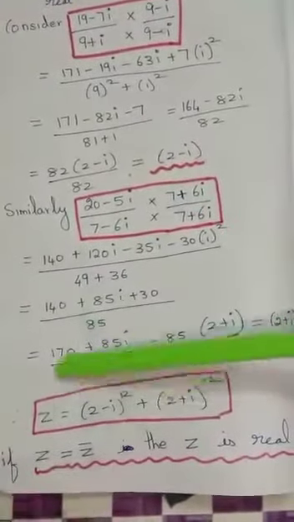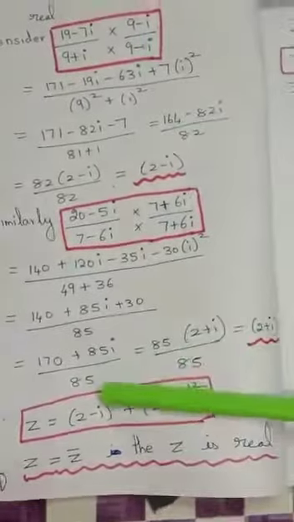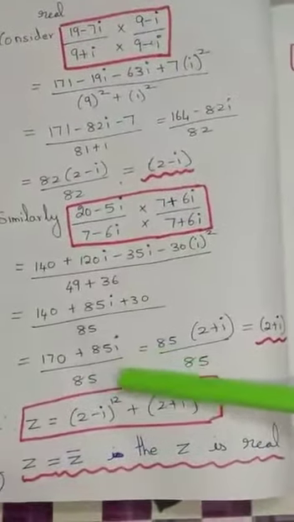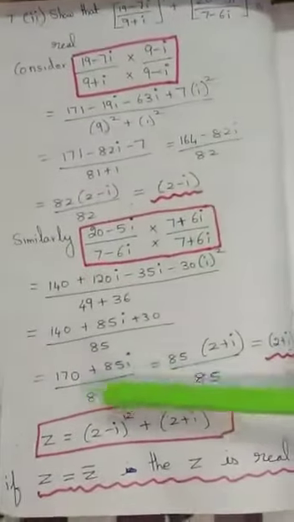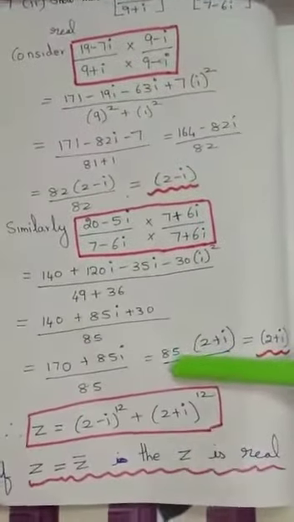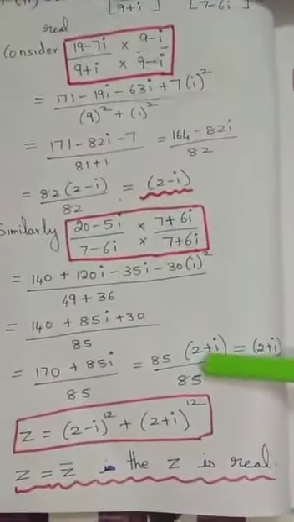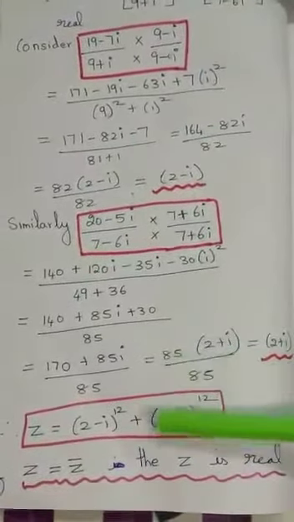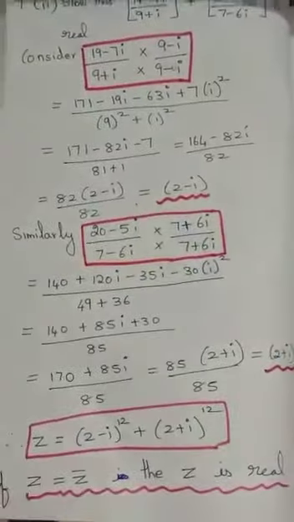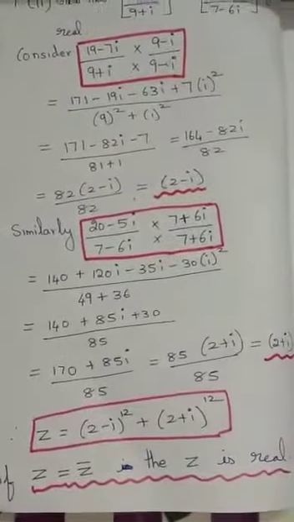Now after you write this step, you can see we can take something common. So what will you take common? 85, I can take common. We know 85 2s are 170. So if I take 85 common, in the bracket I should write 2 plus i, whole thing divided by 85. So 85 gets cancelled. So the next complex number is 2 plus i.